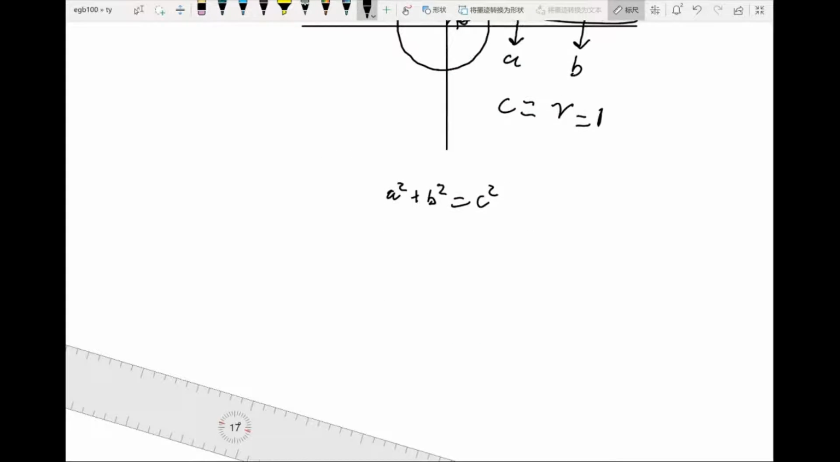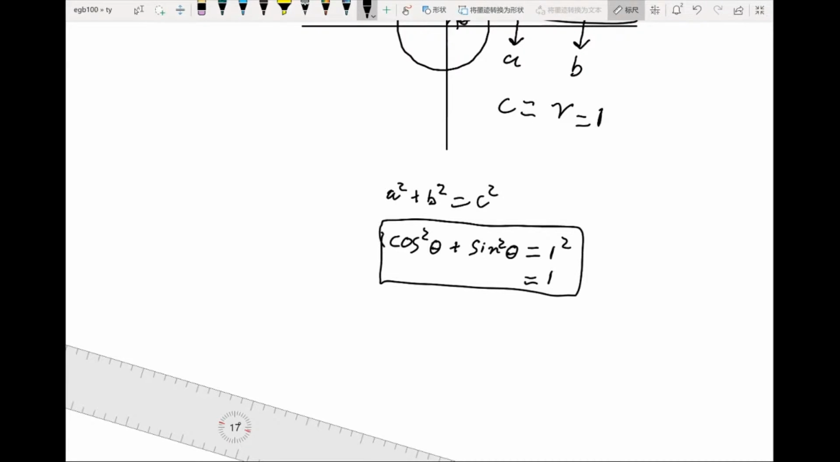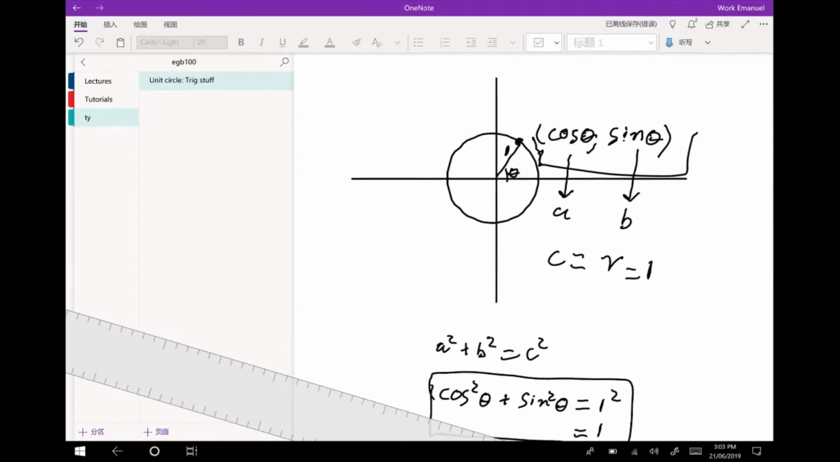Now putting this all into the equation, we get that cosine squared of theta plus sine squared of theta is equal to 1 squared, which is just 1. This is the second important function. And there you have it, the unit circle.